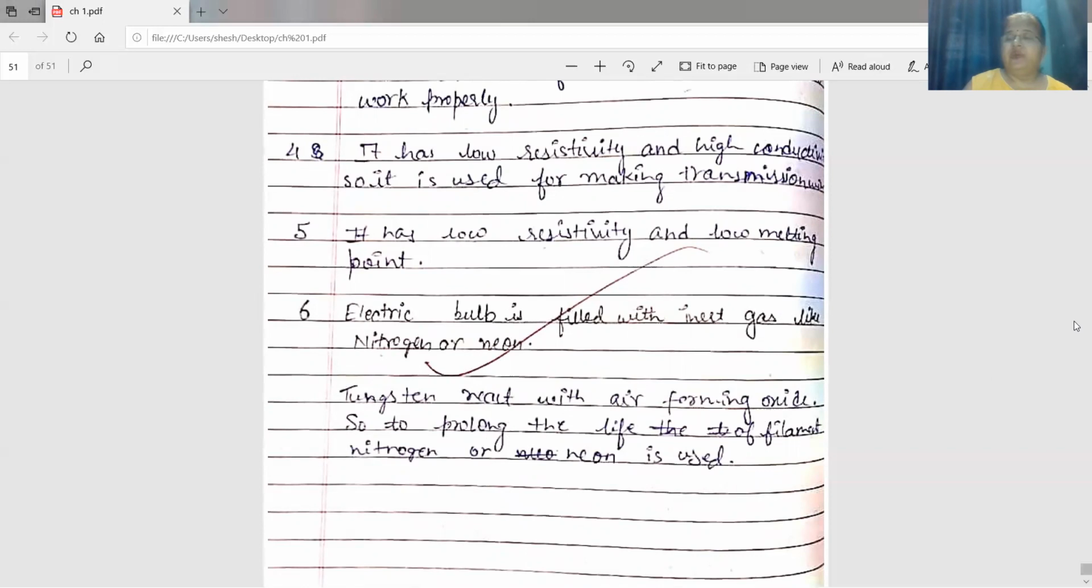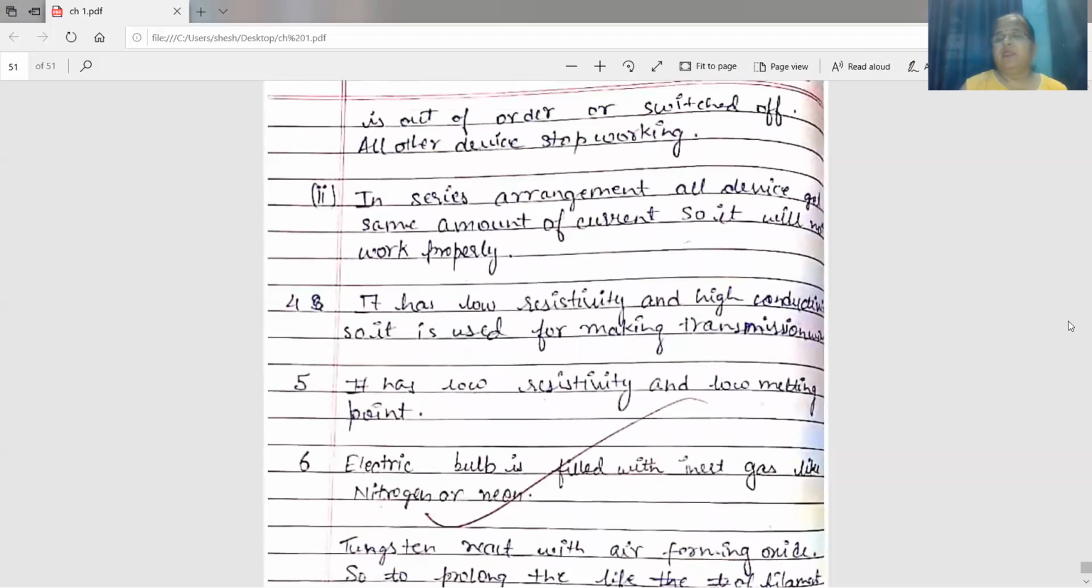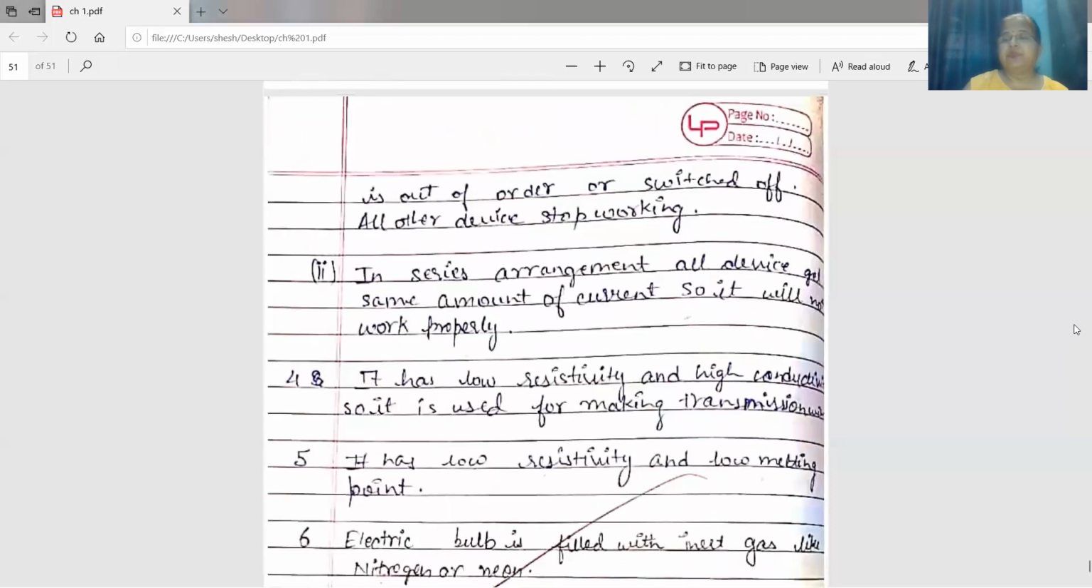Now for today's homework, write down: Number 1, state Joule's law of heating. Number 2, define 1 watt. Number 3, establish relation between kilowatt hour and joule. Number 4, tungsten, give reason. Tungsten is used for making filament of incandescent bulb.